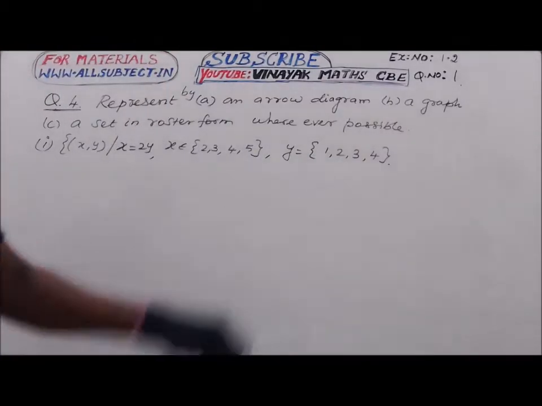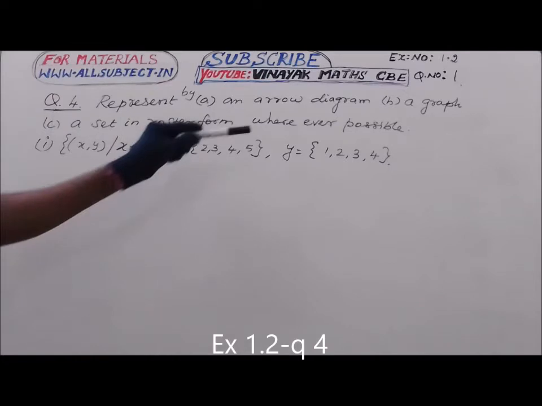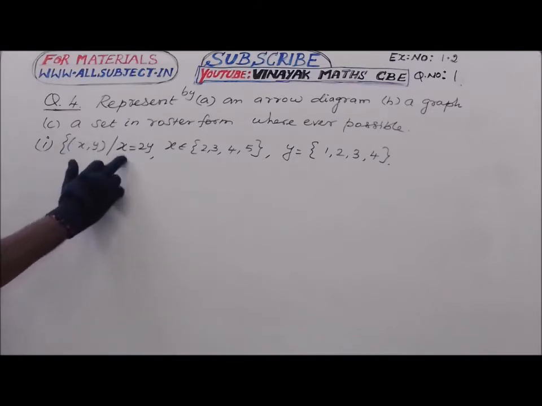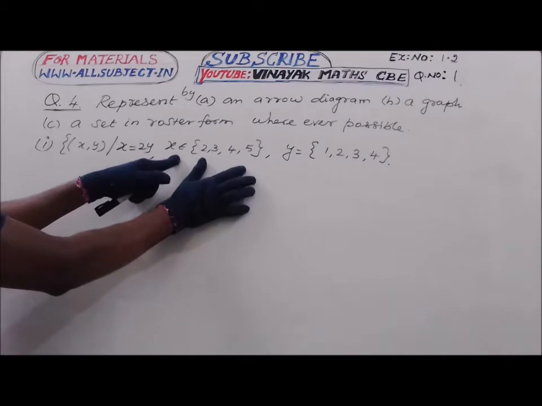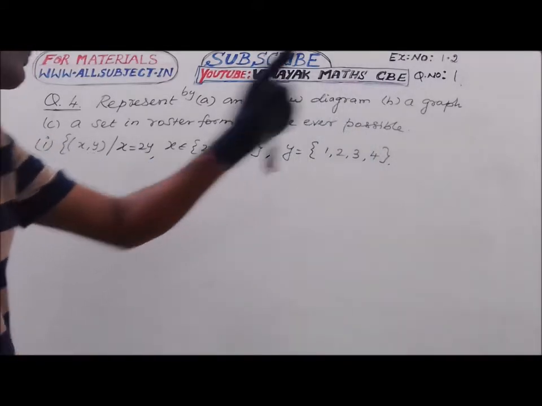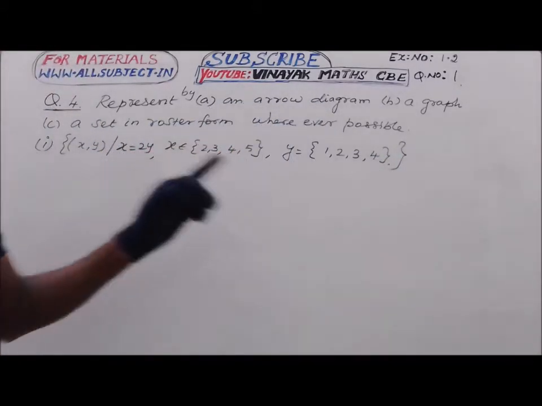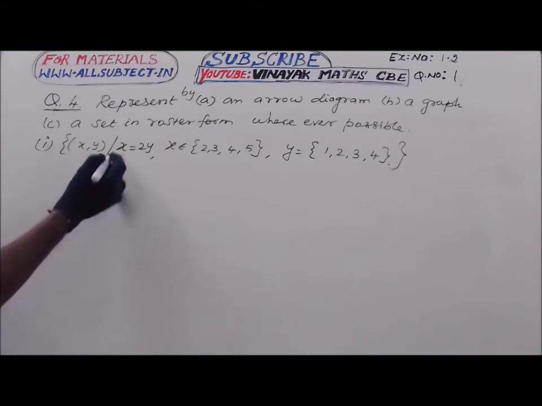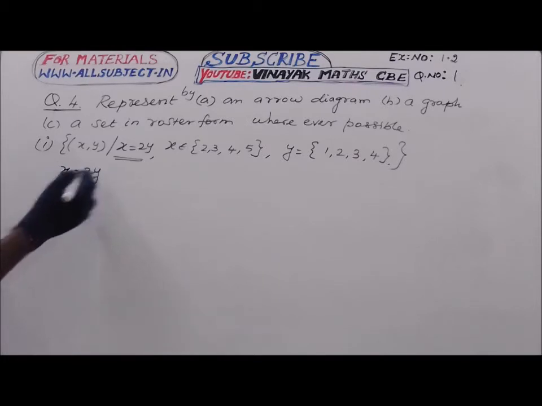Question number 4. Represent by an arrow diagram the graph of the relation set in roster form wherever possible. Given {(x, y) such that x is equal to 2y}, x is a multiple of 2 with y. The values of x are taken from the set {2, 3, 4, 5} and y from {1, 2, 3, 4}. This is given. So we should represent it by an arrow diagram and write the graph in roster form wherever possible. Now the given relation is x equals 2y.